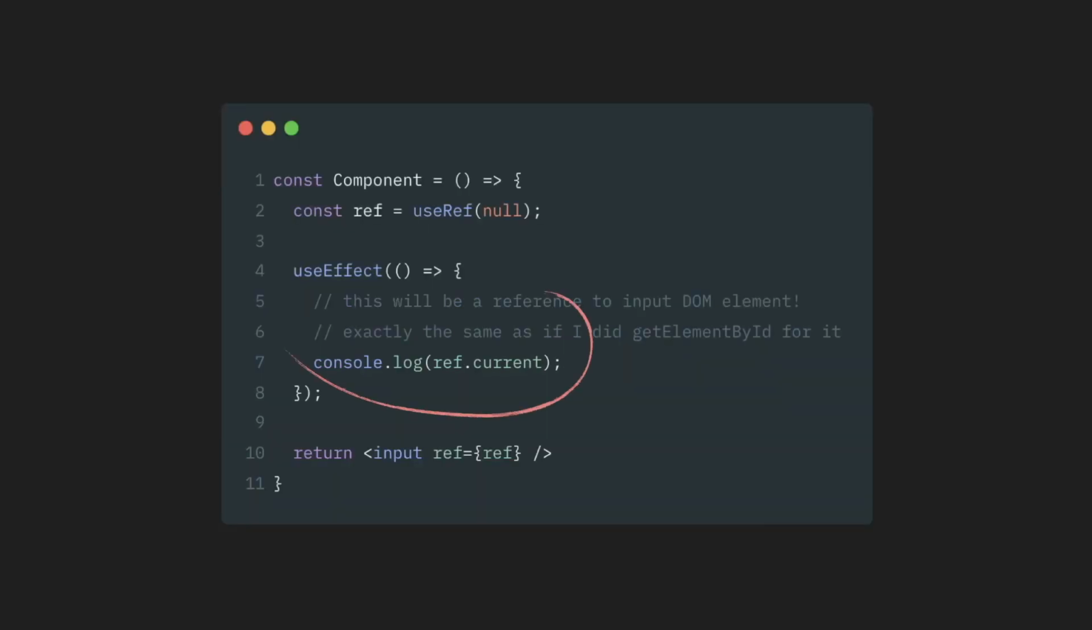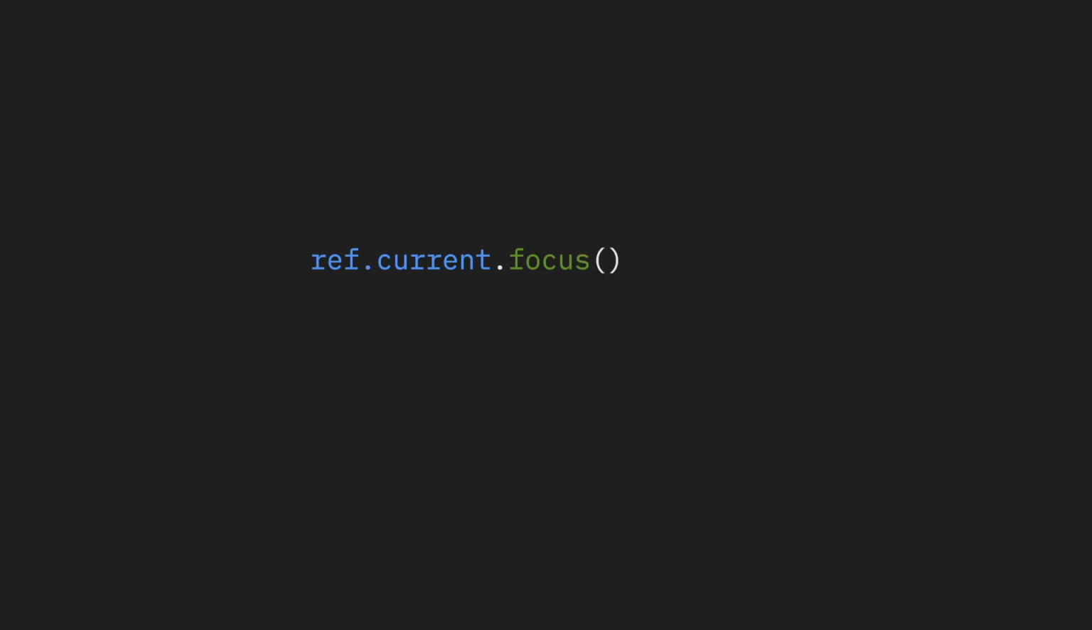If we now log ref.current in our useEffect, we will see exactly the same DOM element that we would have seen if we tried to get that input through getElementById. And as a result, such native APIs as focus or scrollIntoView become available to us through ref.current.